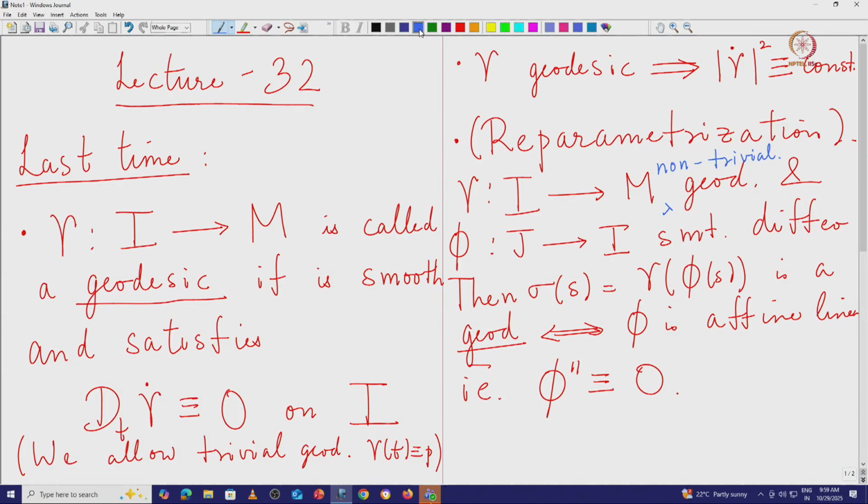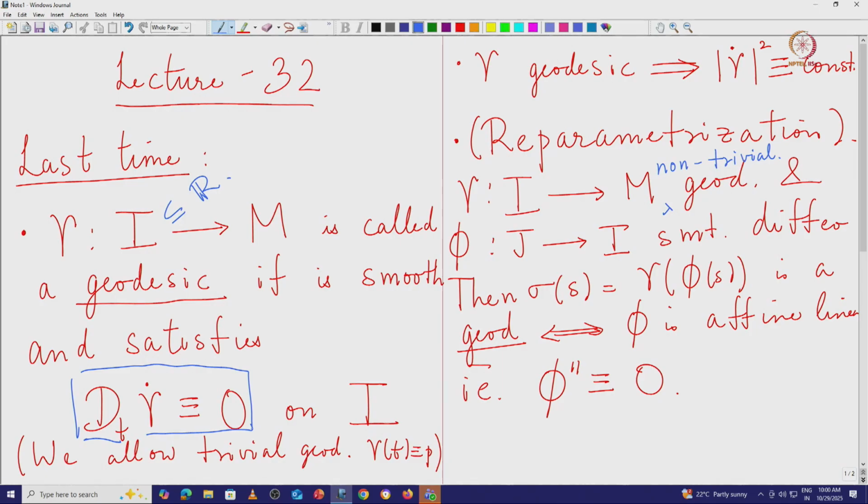So last time, in the previous lecture, we began our study of metric geometry. That is the second part of the course, and I introduced this important notion of a geodesic. Let me remind you what that was. Gamma from an interval I in R to M is called a geodesic if it is a smooth curve and satisfies the equation that the velocity vector of gamma is parallel along gamma.